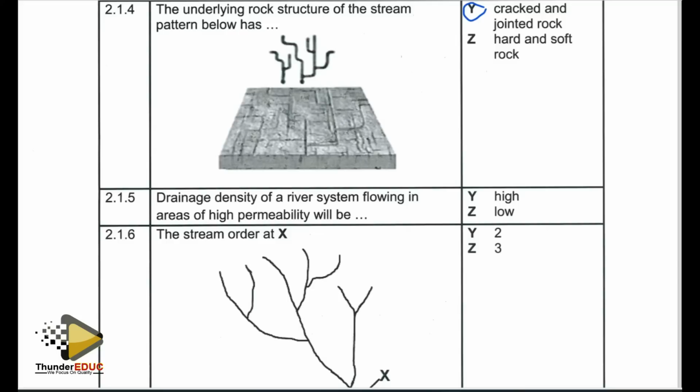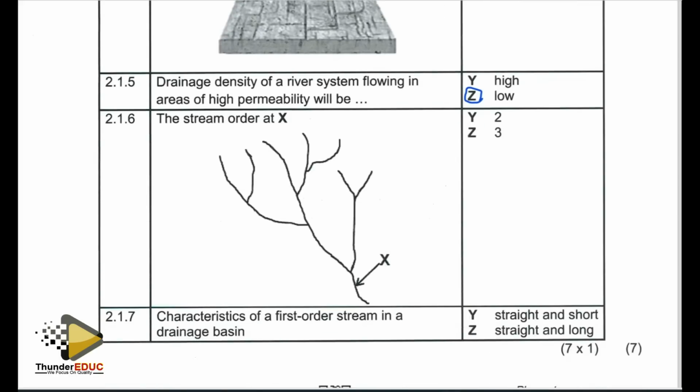So in this instance, for the drainage density of a river flowing in areas with high permeability, there is more infiltration compared to surface runoff. So we tend to have a limited number of streams developing in that particular area. The correct response for number 215 is low. We'll have a low density in that area. We have limited streams.